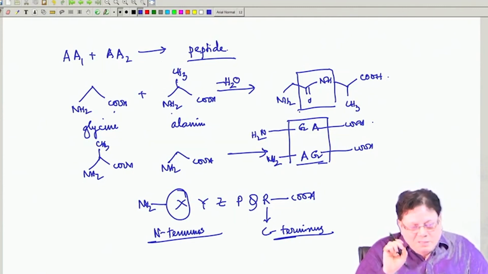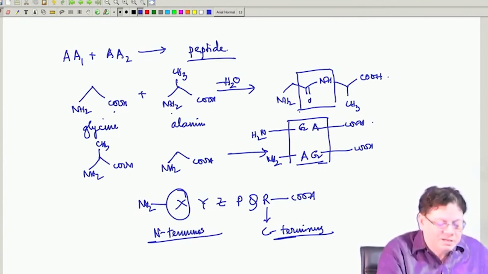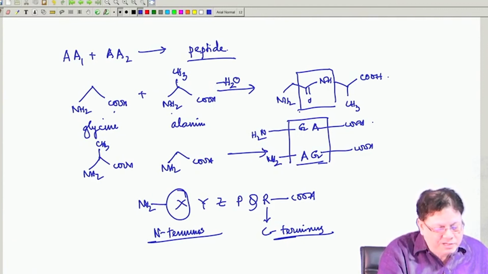The number of peptide bonds is always one less than the number of amino acids that are reacting. Of course, there is one intricate point here, that is, we are only talking about linear peptides. We are not talking about any cyclic systems, because the whole scenario will change if I start making cyclic peptides, which are also possible. We are only talking about linear peptides. So, if there are linear peptides, then the number of peptide bonds will be one less than the number of amino acids that are reacting. Okay.